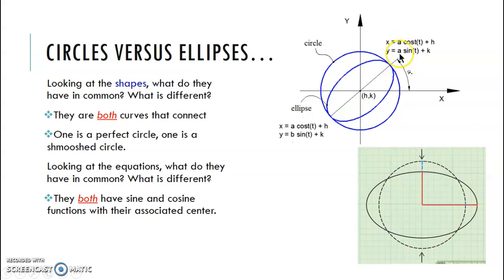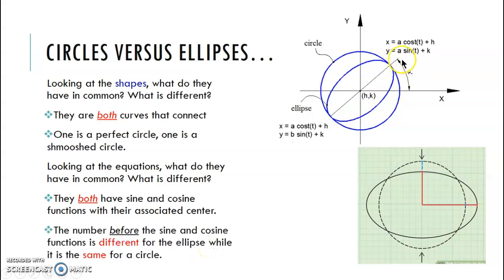And I'm hoping that you notice the differences here and here. The difference in the equations is that for our circle, both sine and cosine are being multiplied by the same number, whereas in an ellipse, cosine is being multiplied by a different number than what sine is being multiplied by. And we'll talk about where you get those numbers. So the number before the sine and the cosine functions is different for an ellipse, whereas it's the same for a circle.